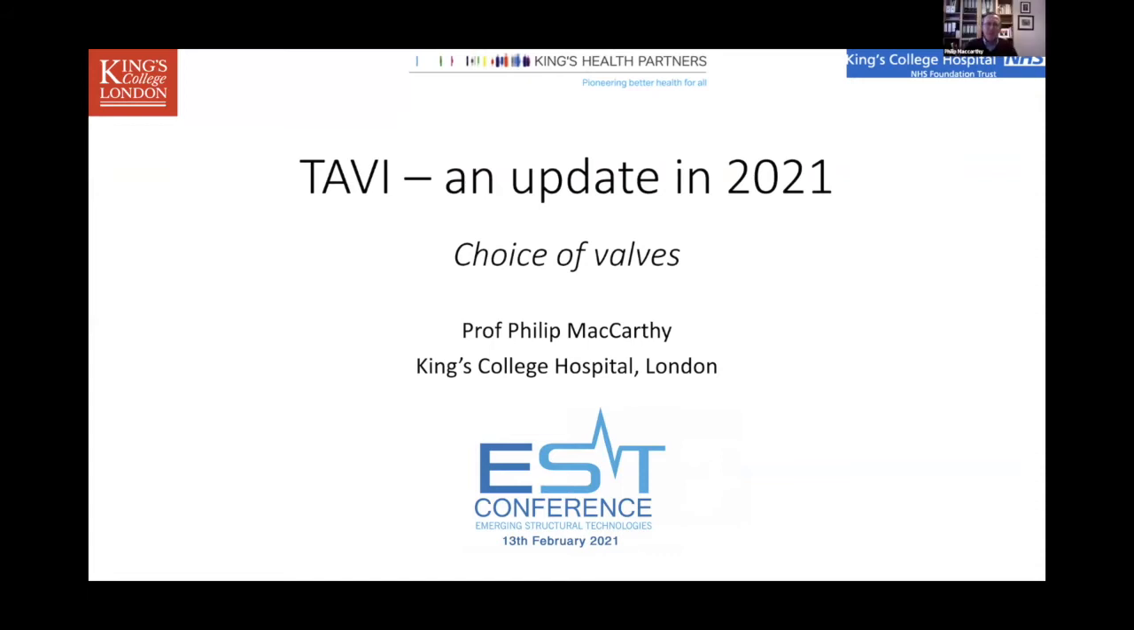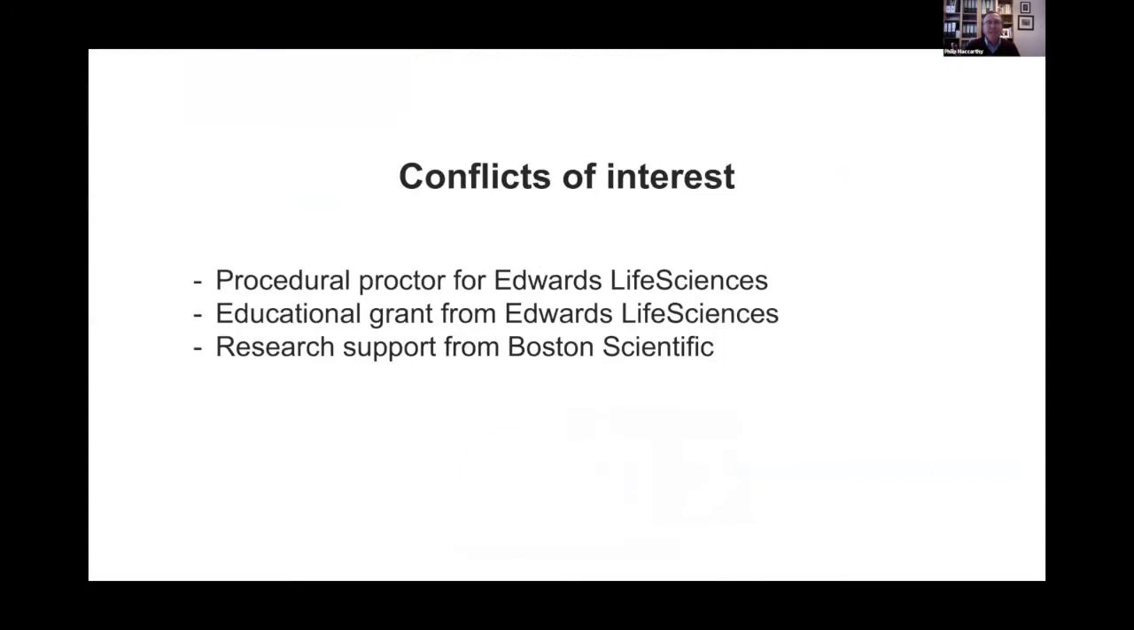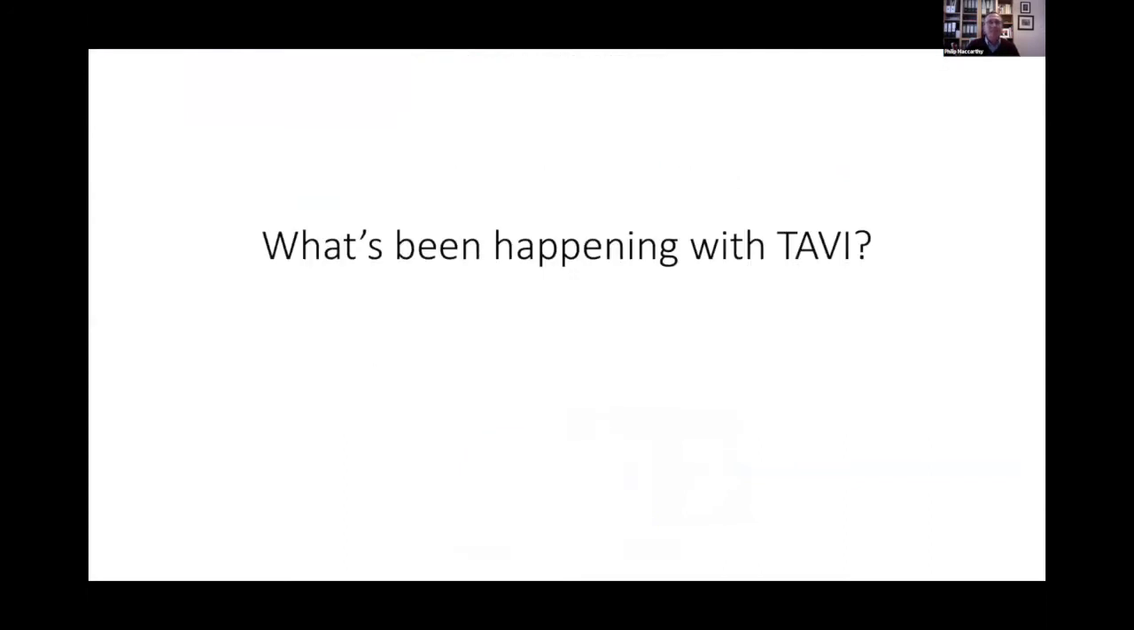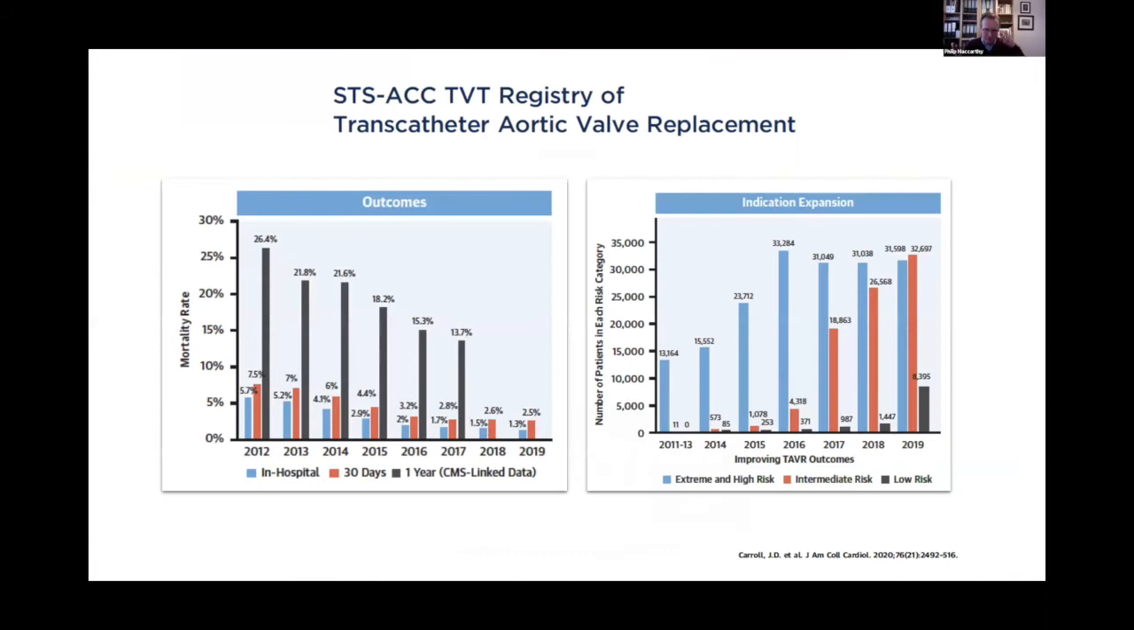I'm going to talk about the update with regards to valves, and it follows on quite nicely from Neil's talk. Here are my conflicts. So we've heard what's been happening with TAVI. TAVI is becoming a safe and predictable procedure, and the best data is the TVT registry data, which is several 100,000 TAVIs. This is the pattern in the USA, and we can see the mortality on the left here at 1 year, at 30 days, and in hospital, 1.3% in hospital mortality.